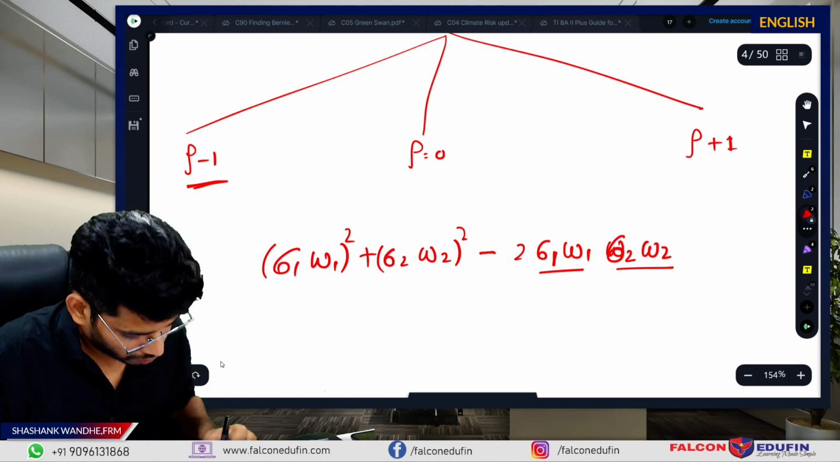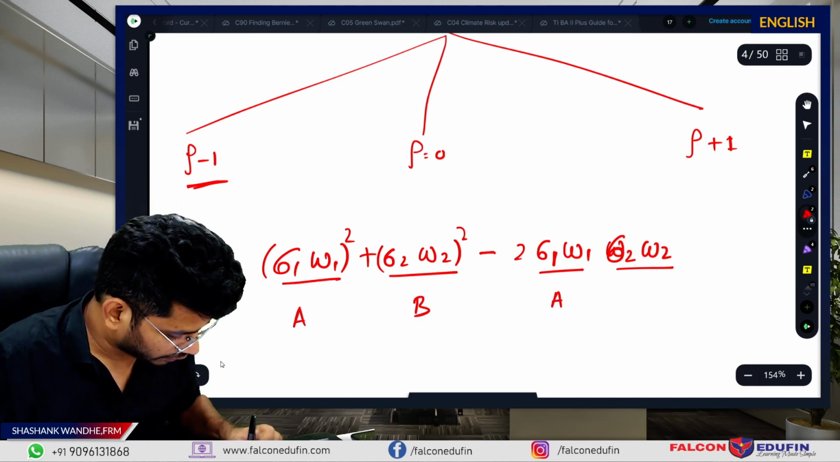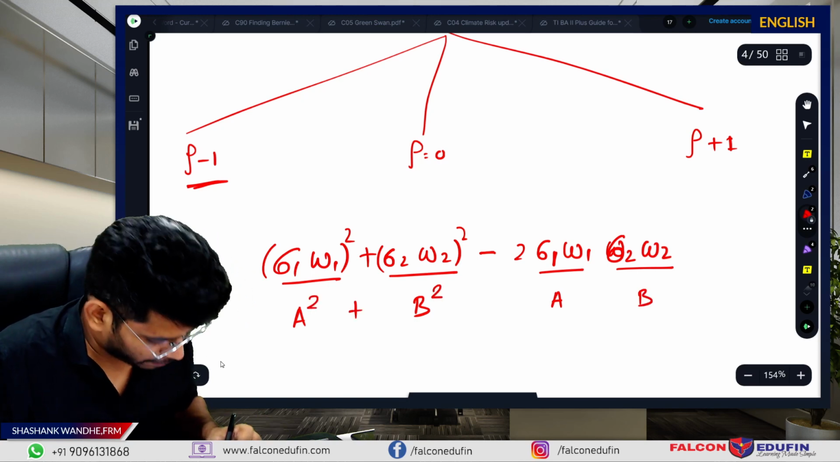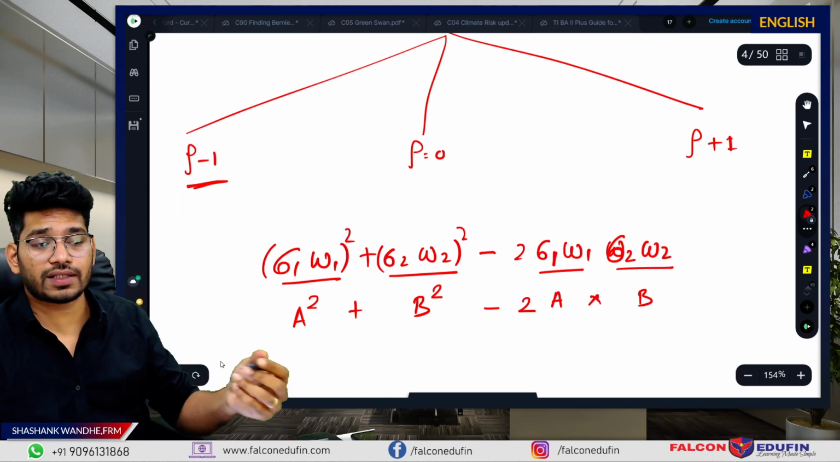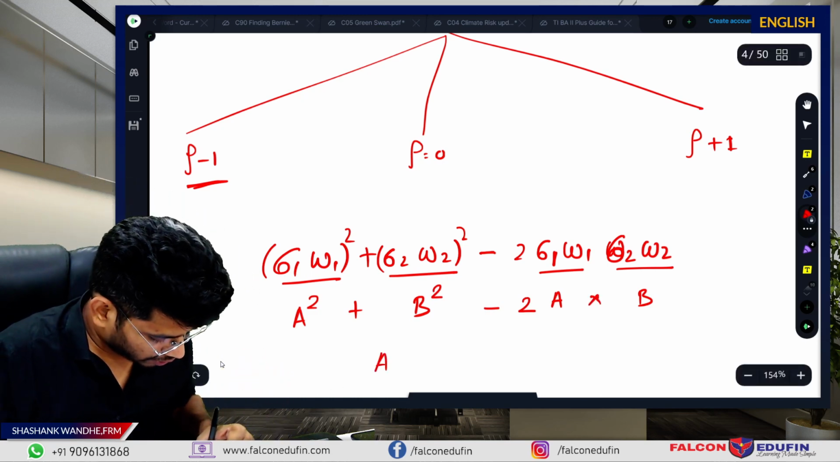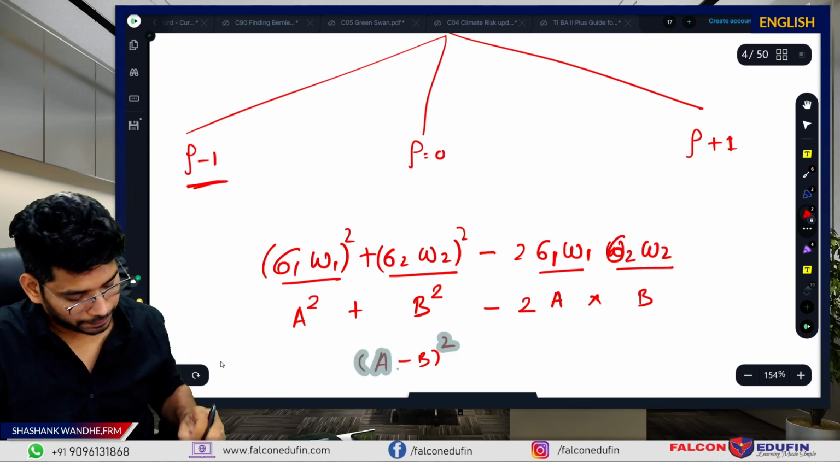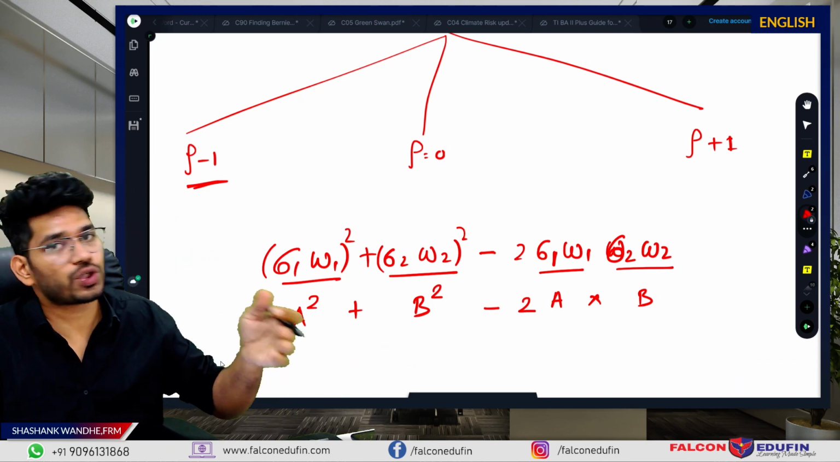So A and B: A square plus B square minus 2AB. What is the answer? (A minus B) to the power whole square, right? (A minus B) square is equal to A square plus B square minus 2AB.